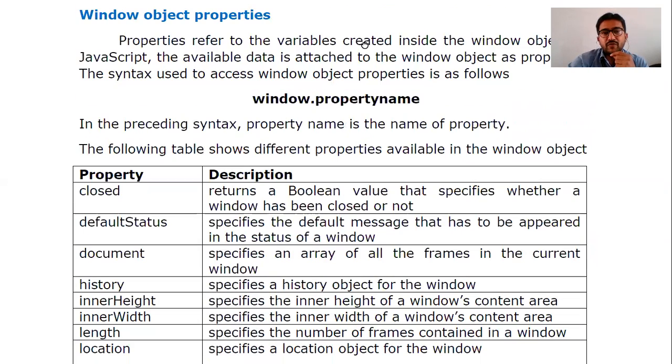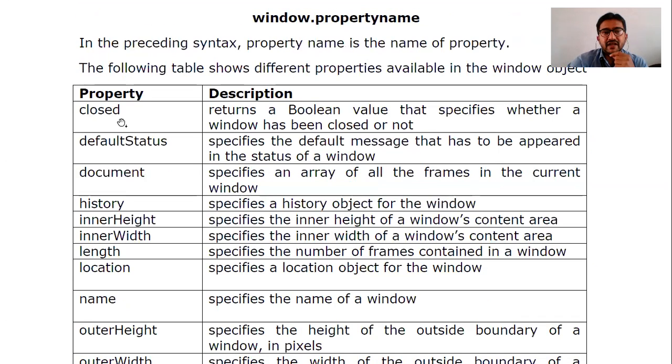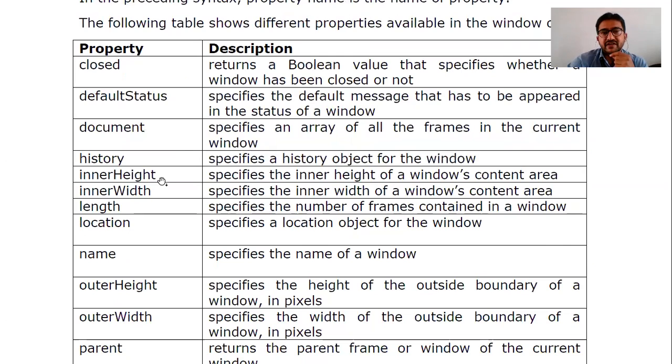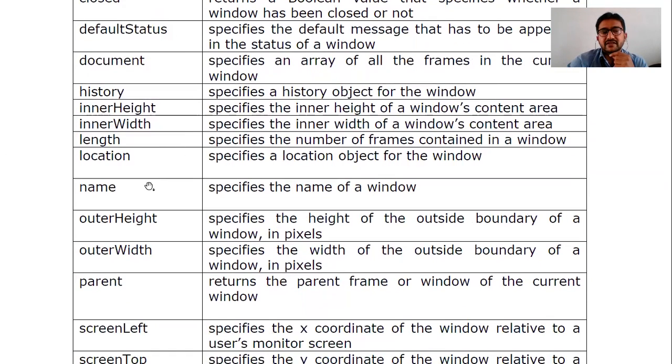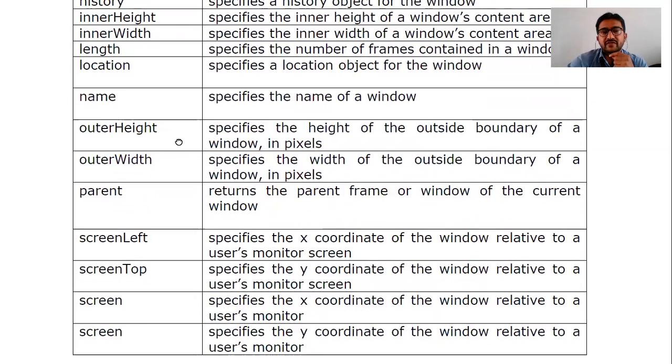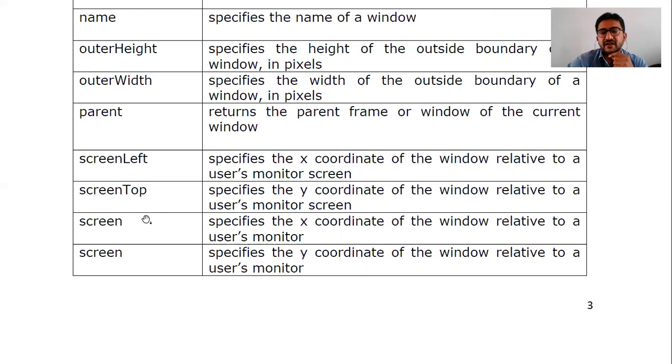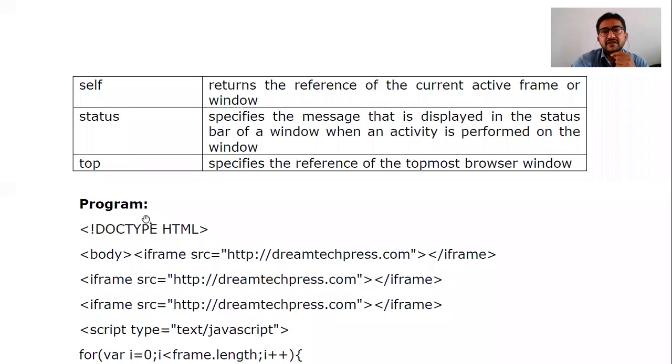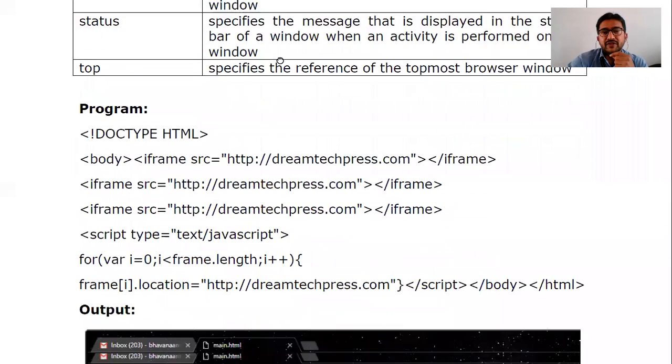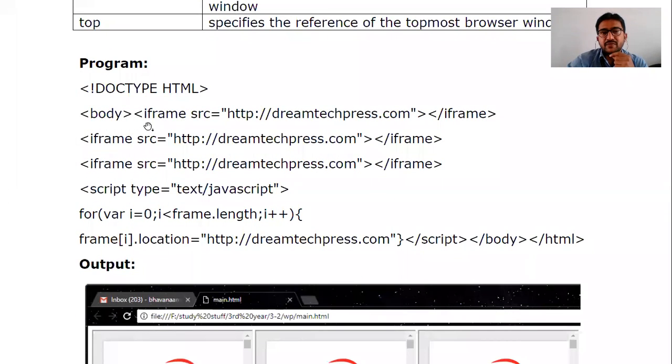Now the window object properties. See the example of how to access the properties. The syntax is window.propertyName. The available property names include window.closed, defaultStatus, document, history, innerHeight, innerWidth, length, location, name, outerHeight, outerWidth, parent, screenLeft, screenTop, screen. Like this, different properties are available. Now see one example of how the properties can be used. In this example, this is the body, and here I'm using an iframe. I'm giving the src as dreamtrackpress.com here.